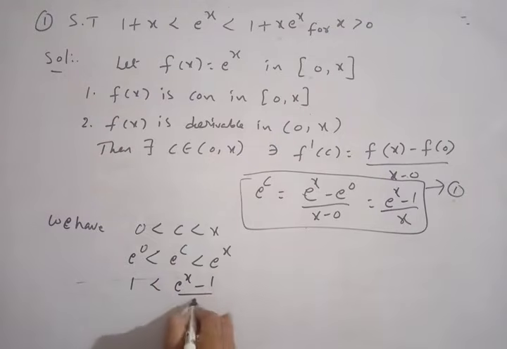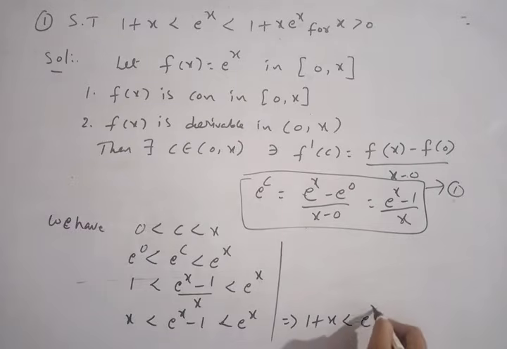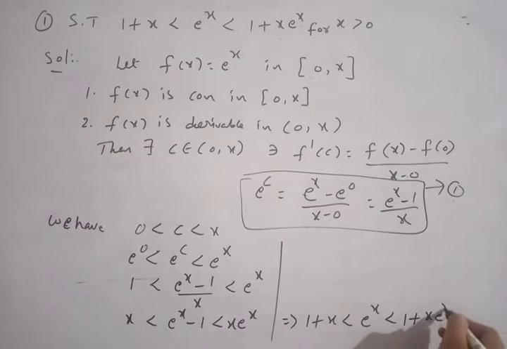E power x minus 1 by x is less than e power x. Correct? So multiply both by x. X is less than e power x minus 1 is less than x e power x. Correct? Now add 1. So if I add 1, 1 plus x is less than e power x is less than x e power x plus 1. Here you have to multiply by x, no? This only you need to prove. Correct? 1 plus x. So this is important.